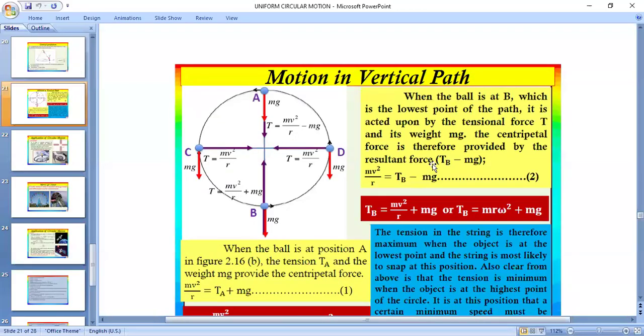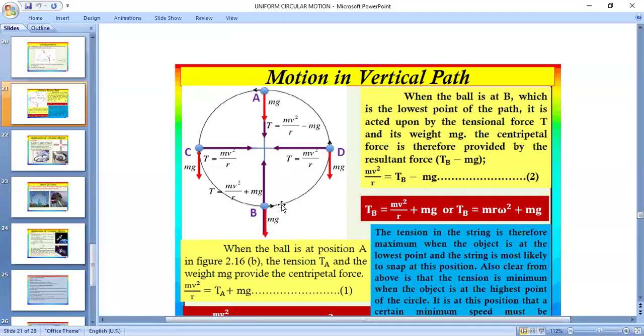Now, movement in a vertical path. Remember I talked about merry-go-round. When we have people revolving in that manner, then they are moving in a vertical path. So it's good that you understand that the force that provides centripetal force towards the center is tension in this, whether it's a rope or a string or a piece of wire or a metal, it experiences tension towards the center.